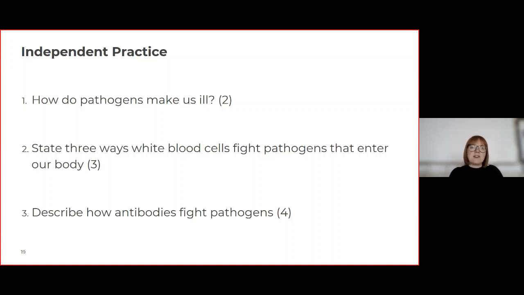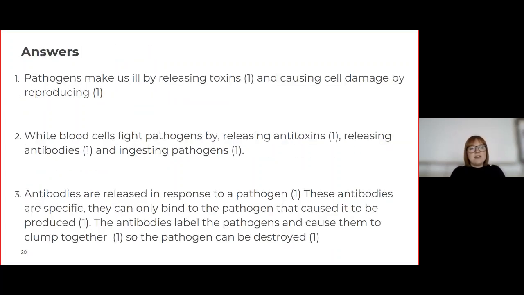Okay, so let's have a little look at these questions then. So number 1 then, first question was, how do pathogens make us ill? So pathogens make us ill by releasing toxins. That would be the first mark. Okay, they release toxins. And then the second one then was they cause cell damage by reproducing. Okay, so 2 marks there. Have a look, how many marks would you have awarded yourself?